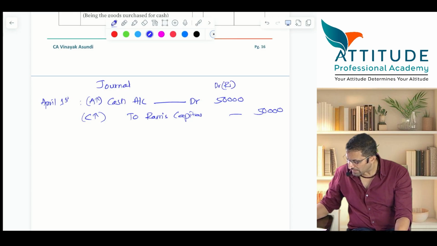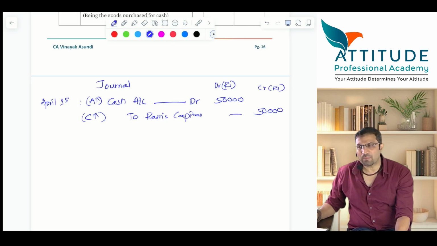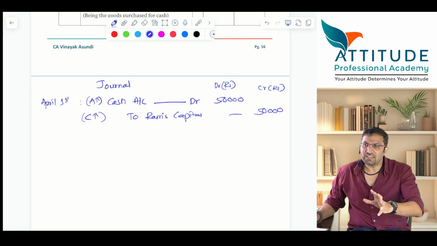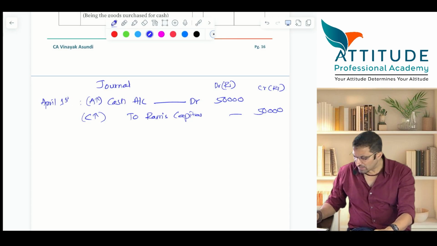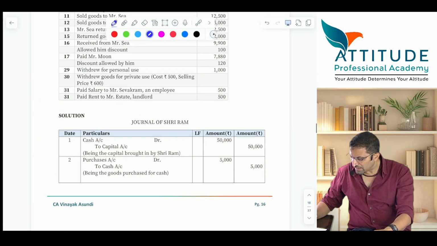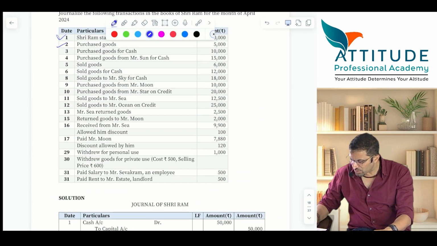This is rupees debit. And here it is credit rupees. Followed by narration. Right now I am not going to put the narration. First we will be very strong in debit and credit. Narration we can put later on. So this is your first journal entry. Any difficulty? Yes. Second. Have a look at the second one, purchased goods.